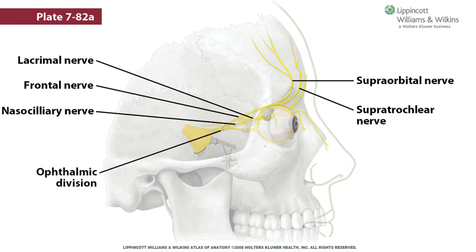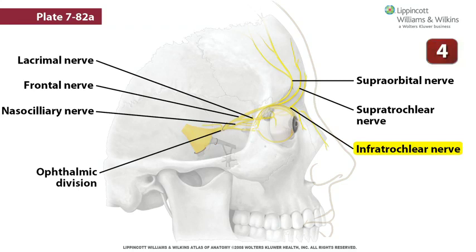The nasociliary nerve gives off an infratrochlear branch that passes inferior to the trochlea on its way out of the orbit. The infratrochlear nerve innervates skin on the superior part of the nose. Another branch of the nasociliary nerve, the anterior ethmoidal nerve, ultimately leaves the nasal cavity after innervating mucosa and exits the nose to innervate some of the skin covering it.